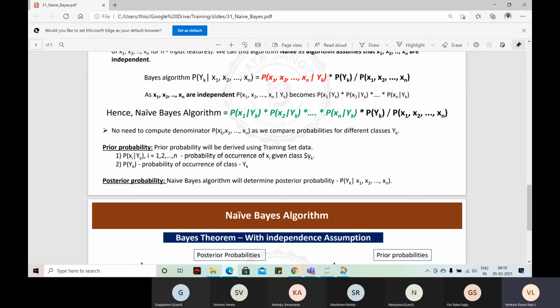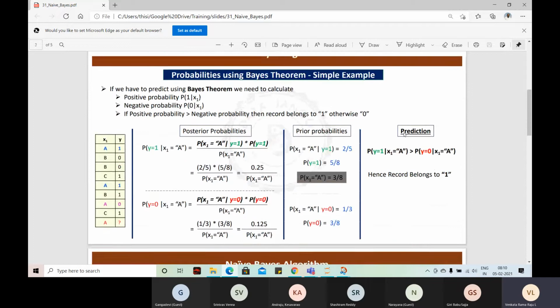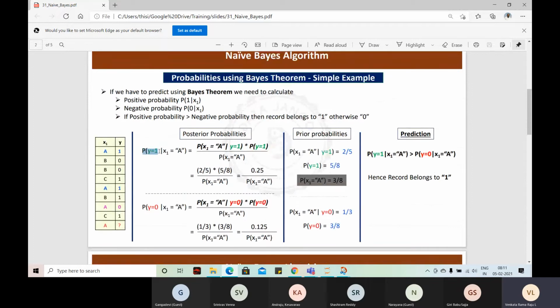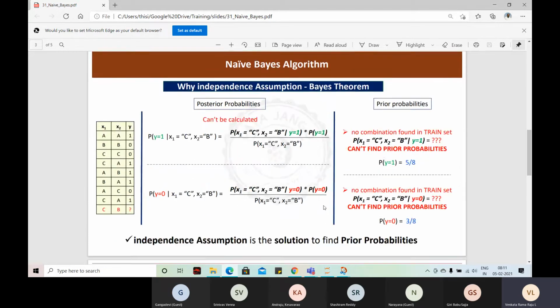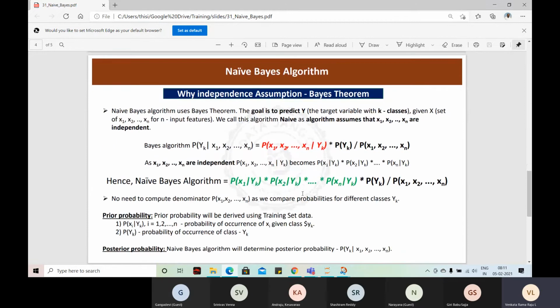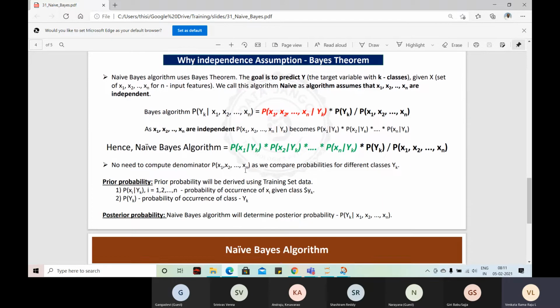No need to compute the denominator. We have already seen that as we compare the probabilities for different classes k. We actually did it here: we compared the probabilities of 1 given a and 0 given a. Whichever is higher, we predict the record belongs to that class. So no need to calculate the denominator. Whatever is theoretically written is already shown there.